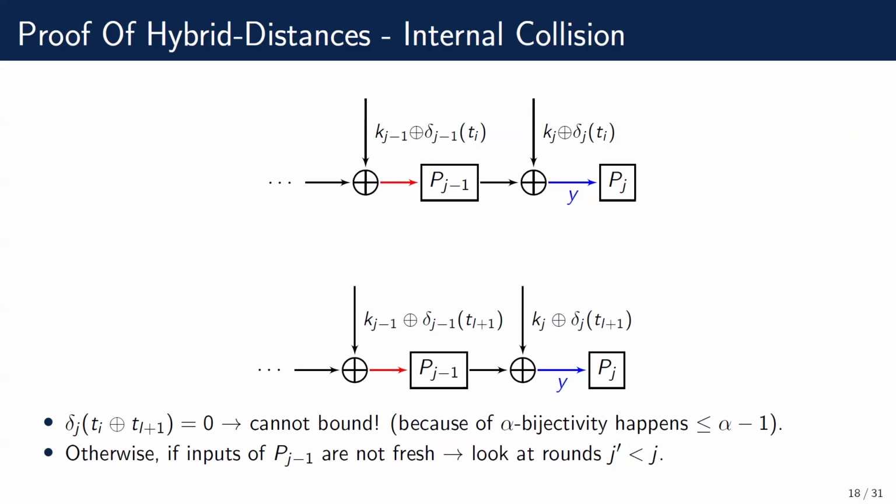Otherwise, let's assume the deltas are not equal. And then in that case, from the equation, we just have to look at the input for the J-1 permutation and look if one of the inputs is fresh. If it's fresh, wonderful, then we can bound it by using the randomness of the permutation. If not, we'll have to open up the equations and go back the rounds until we find some fresh input. So that argument is called a chain argument. And when we stop at the first round, which is the worst case, we call it a complete chain. And when we stop at some round that is not the first round, we call it a partial chain.